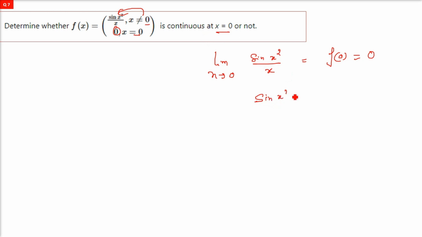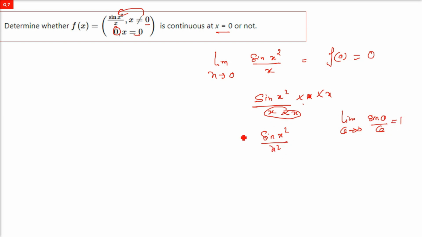So we have to solve sin x square by x. Multiply the numerator and denominator by x. Why? Because we need x square in the denominator, since we know the limit of sin theta by theta when theta tends to 0. Sin inverse is also the same, I'll tell you in the coming question.